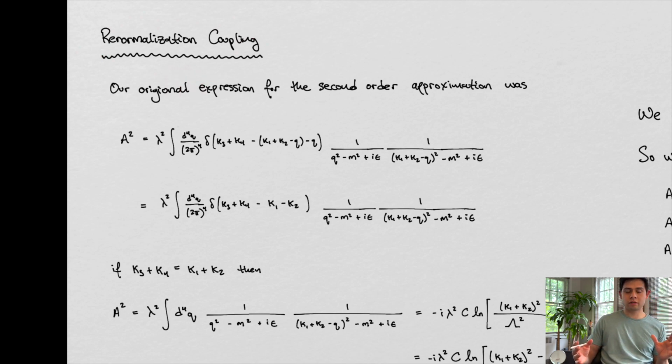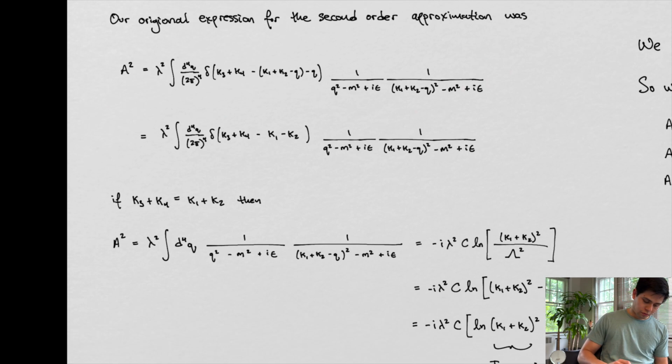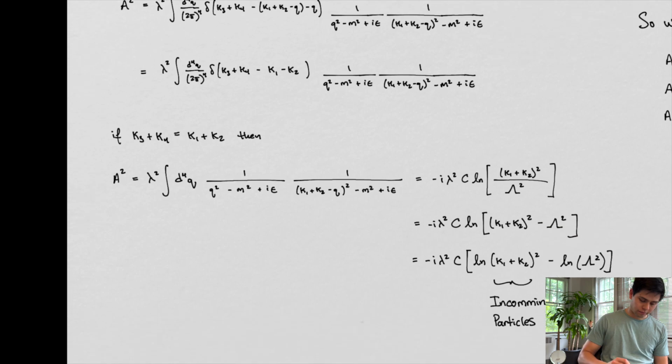What exactly is this? Before we start, let's recall that the original expression for our second order approximation was this guy right here. We can get rid of the q's in the delta function, because we have this minus that makes it plus, and so those ultimately get canceled out. So we're left now with trying to understand this guy. The way we got from here to here is by conservation of momentum: k3 plus k4 has to equal k1 plus k2. These are incoming, and these are outgoing particles.